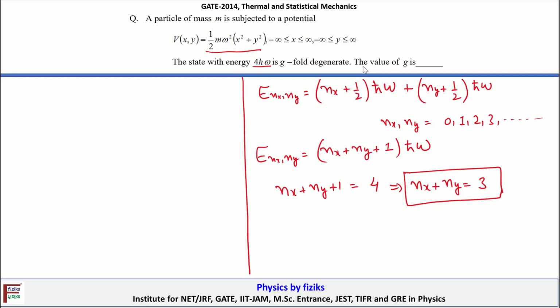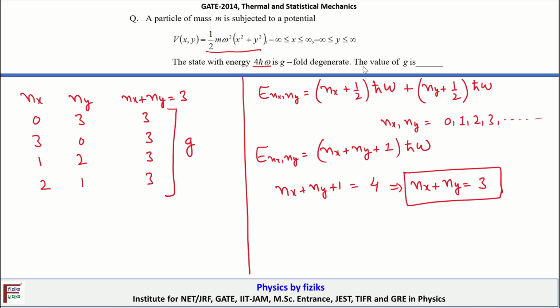So we have to accordingly choose the values of Nx and Ny so that their addition is 3. Let's see how many combinations we obtain. The possible values are 0, 3; 3, 0; 1, 2; and 2, 1, and each gives a sum of 3. Therefore G is equal to 4. That's the degeneracy for the energy equal to 4 h cut omega of the two-dimensional oscillator. So 4 is our answer here.